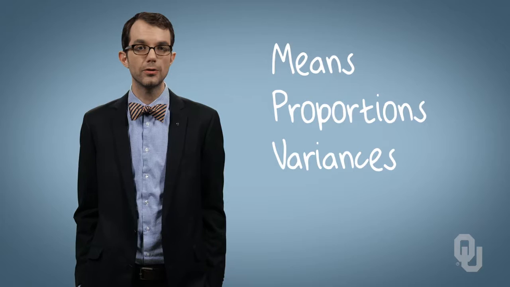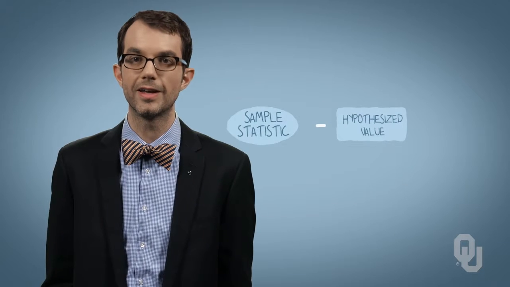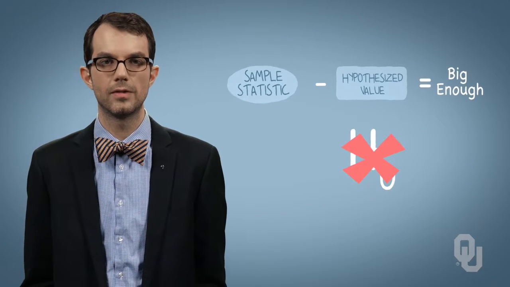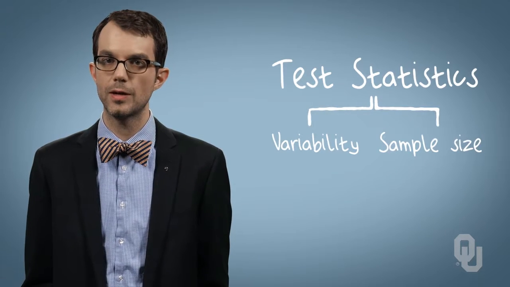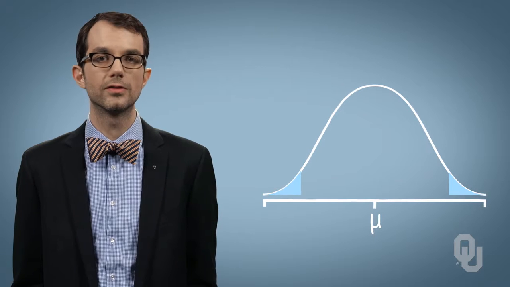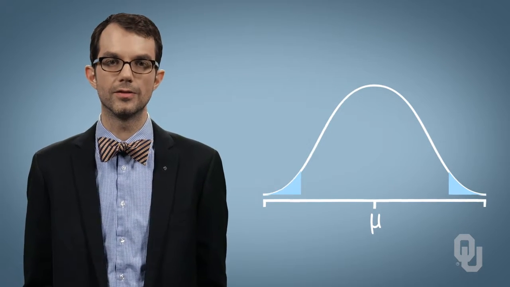And the way we draw conclusions about a hypothesis is by using a test statistic. The test statistic compares the evidence we've collected, that is, the sample statistic, to the hypothesized value. If the sample evidence is significantly different from the hypothesized value, if the difference between the sample statistic and the hypothesized value is big enough, then we reject the null. And we account for variability in sample size with all of our test statistics, and we use a measure of confidence to draw a conclusion about that test statistic.